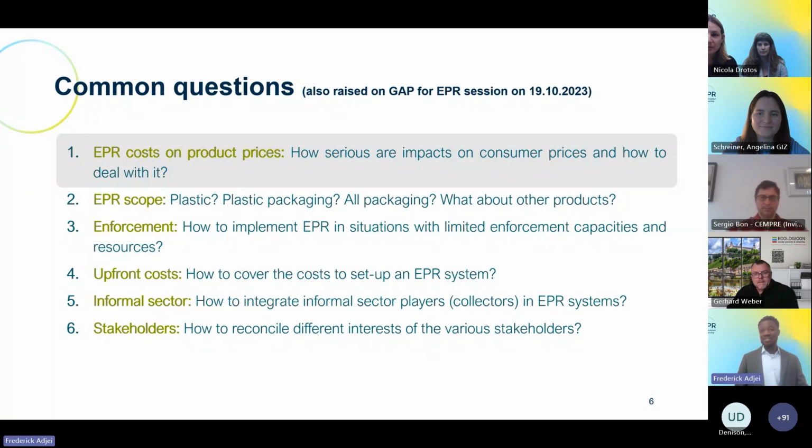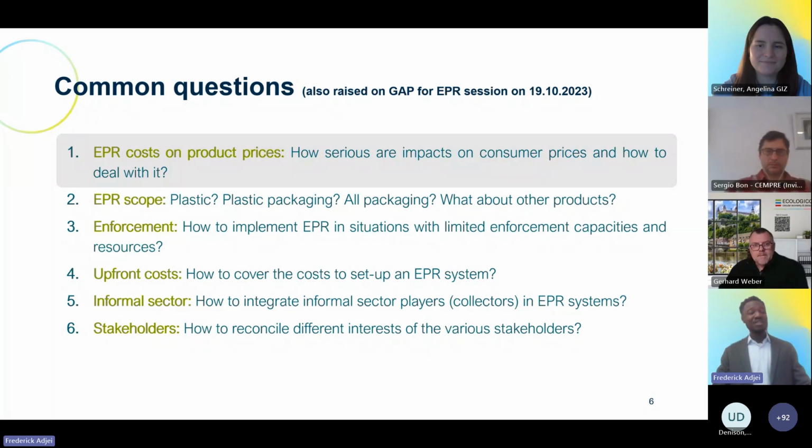How serious are the impacts? This is a very, very important question. It's a question on everybody's minds, on consumers, on governments, on municipalities. What's going to happen when we implement EPR?